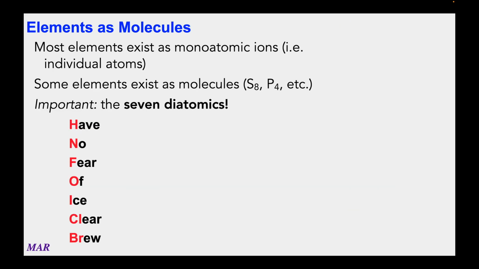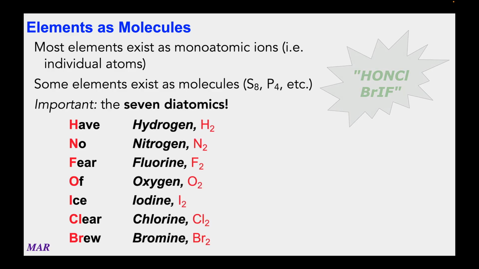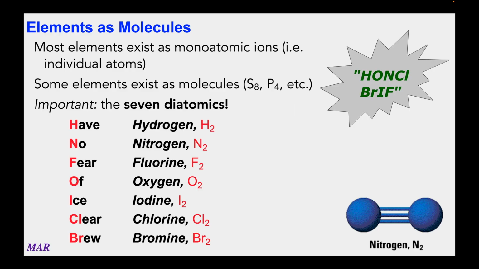7 of the elements don't exist by themselves, all right? Most of the elements on the periodic table are just by themselves. So like helium, individual helium atoms. Lithium, individual lithium atoms. But there are what they call the 7 diatomics, which are really, really important. So I have this little silly expression here, have no fear of ice clear brew. And I recommend you check that out and memorize it because it's an acronym. It stands for hydrogen, nitrogen, fluorine, oxygen, iodine, chlorine, and bromine. And those 7 elements don't usually come as individual atoms. They come to you as diatomics.